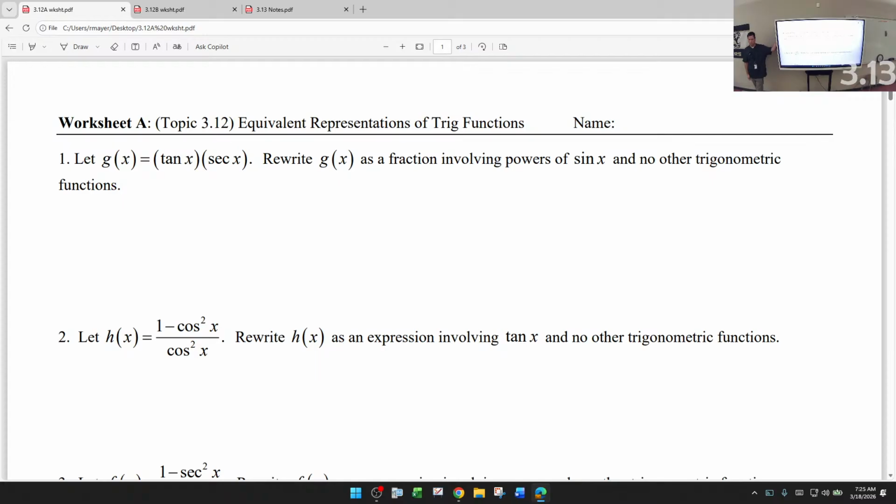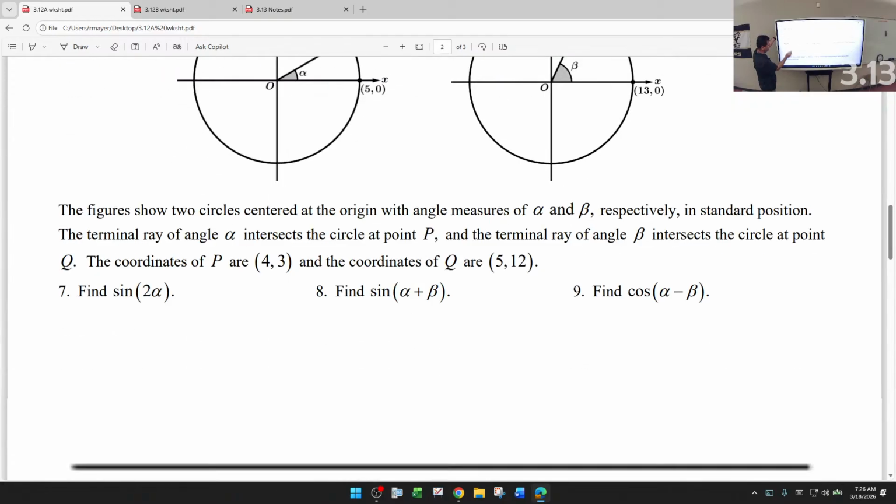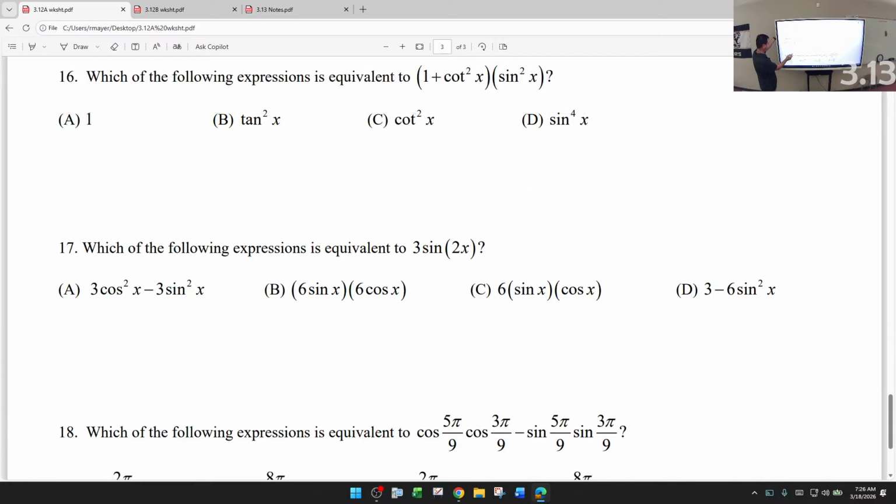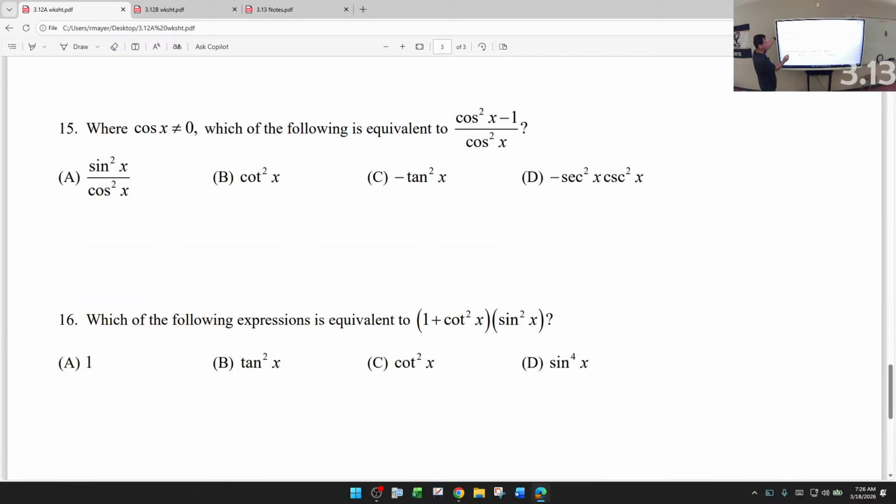No questions? Y'all good? Yes, sir. On worksheet B or worksheet A? A. This one right here? Yes.